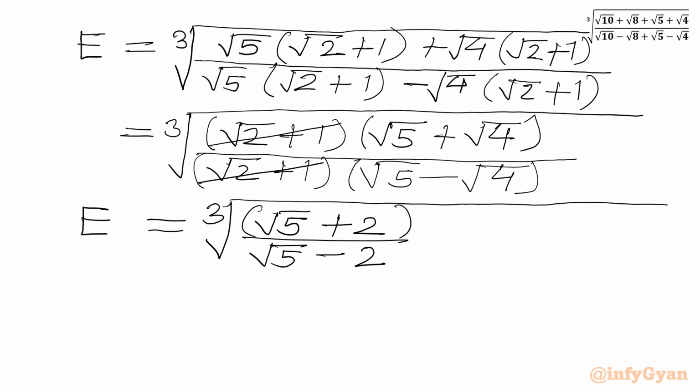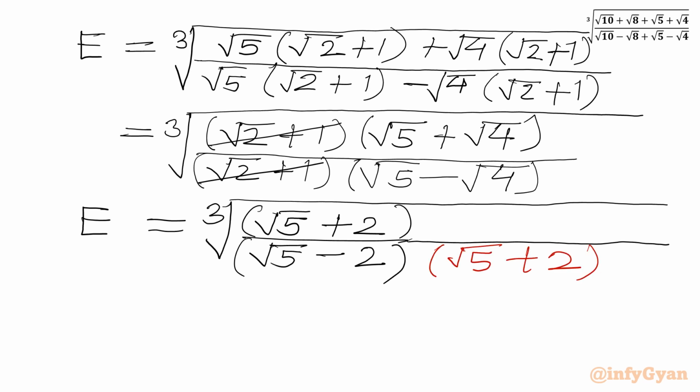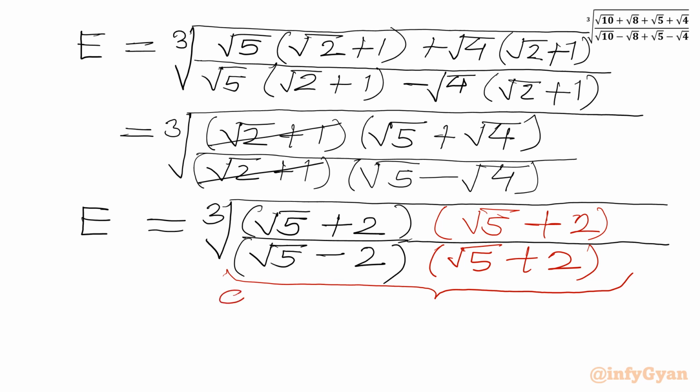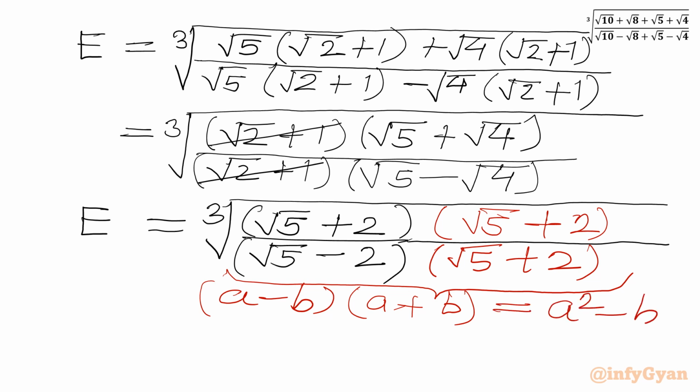Now we will consider rationalization of the denominator. So I will multiply numerator and denominator with the denominator's conjugate. So we will multiply with root 5 plus 2, in the numerator also root 5 plus 2. Now in the denominator we have one specific form, a minus b times a plus b, which we can write as a square minus b square.